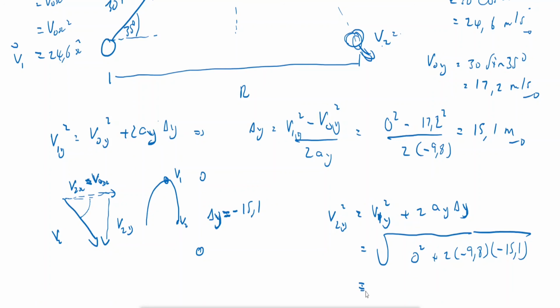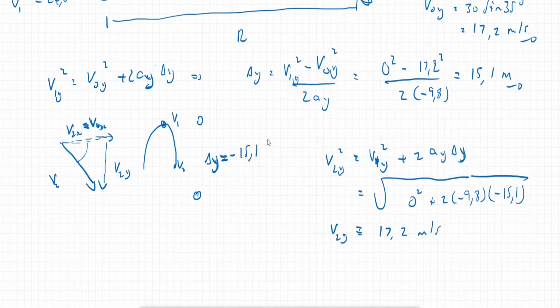Okay, this becomes the square root of 2 multiplied by 9.8 multiplied by 15.1. All right, so it turns out this is 17.2. That's basically what I get. It turns out that it's going to be 17.2 going upwards, which makes sense because whatever velocity going down is going to be the velocity going up. All right, so that's my v2y. All right, 17.2 meters per second.